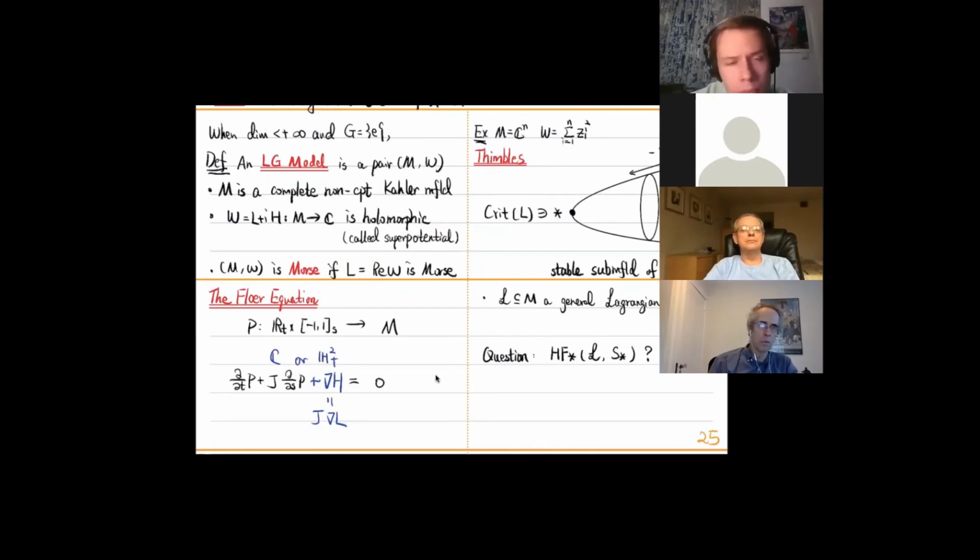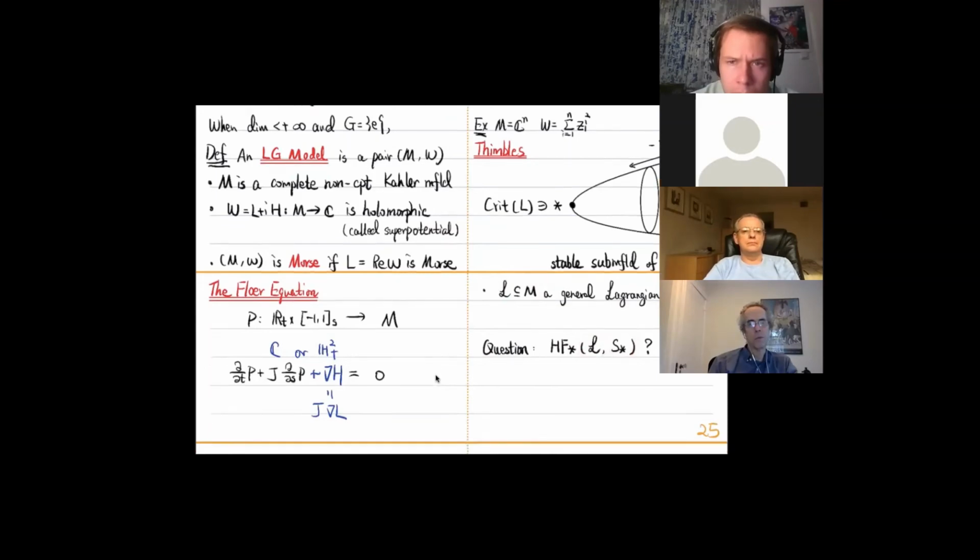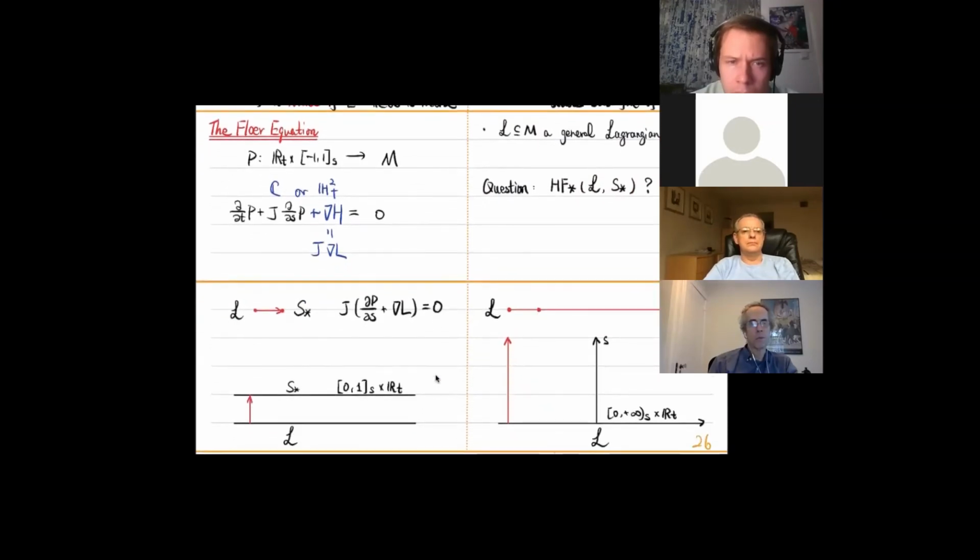At this point, you may ask, why do we want to study this equation on the upper half plane? Is there any geometric meaning? The motivating question here is, if we take an arbitrary Lagrangian submanifold in this Kähler manifold, how do we define the Lagrangian Floer homology of this pair L along with this S star? Traditionally, this is done by counting holomorphic strips with Lagrangian boundary conditions.